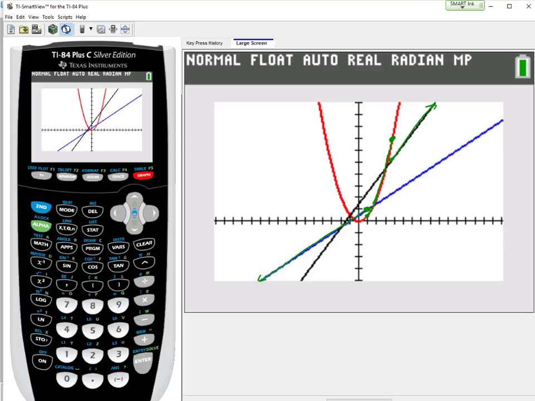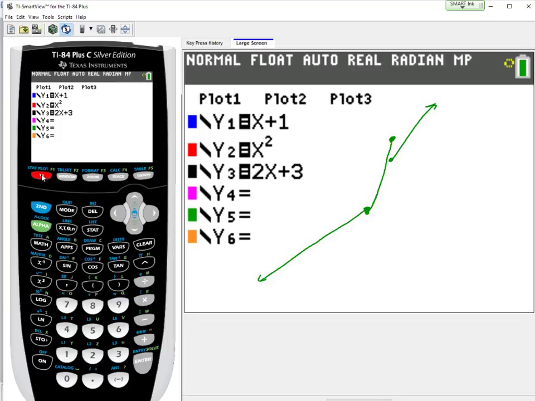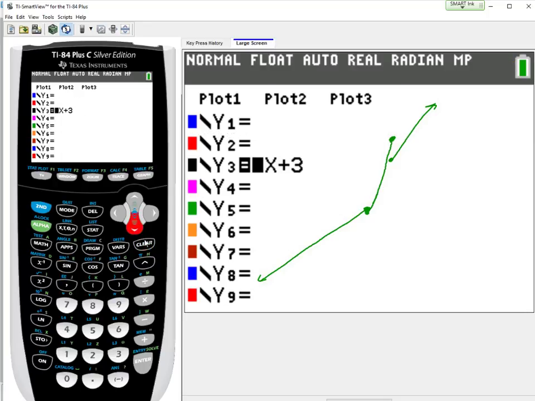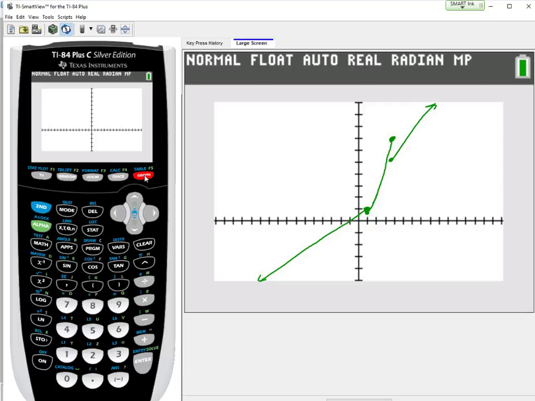So let's see if I can. I'm not going to be able to move it, am I? Nope. I know what I can do. Clear. Clear. Clear. Can you see it? There's my graph. That's what my graph would look like.